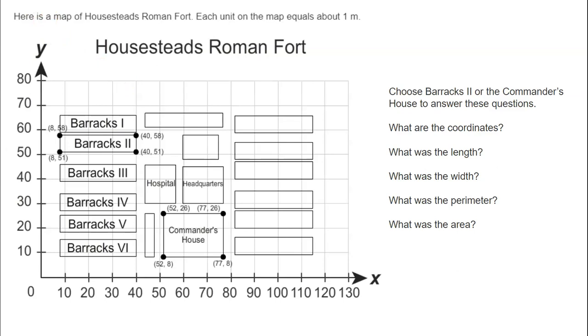And what is the area? You've already determined the length or the base of the commander's house as well as the height or the width of the commander's house, or the base and the height of Barracks 2. You're going to determine the area by taking the base times the height. This gives you all of the sentences that you need for a full paragraph.